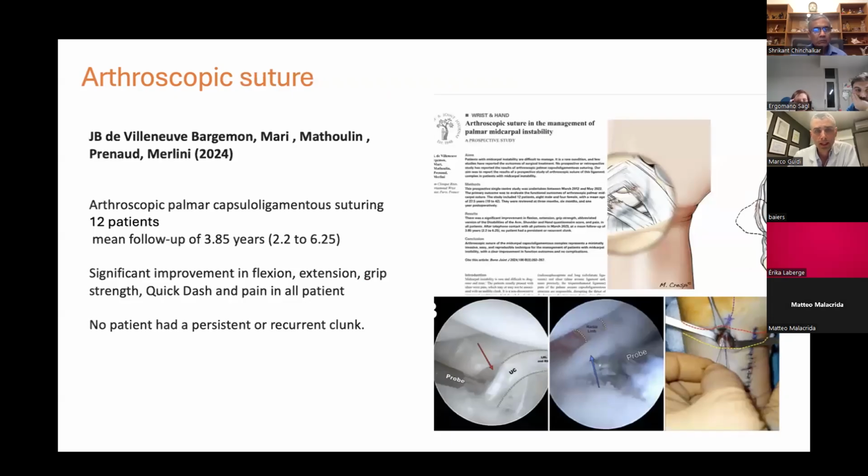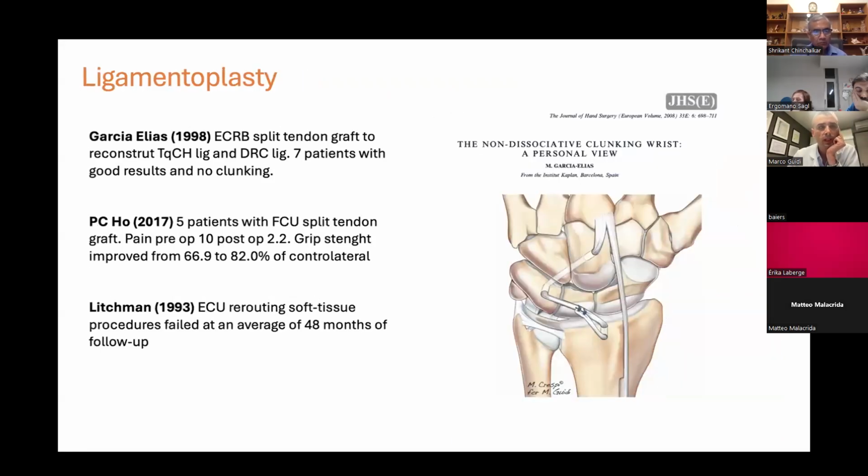And recently, this month, the group of the Institute of the Hand, the Institut de la Main in Paris, France, by Jean-Baptiste de Villeneuve-Barguemont, Matulin, Prenot, Merlini, and Mari, reported another technique with an arthroscopic suture, palmary executed, with good results at mid to long term. And then we have the ligamentoplasty.